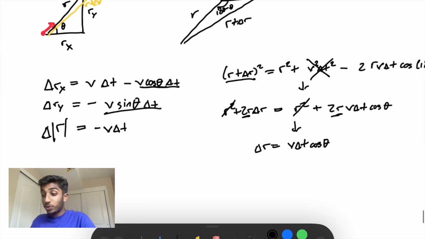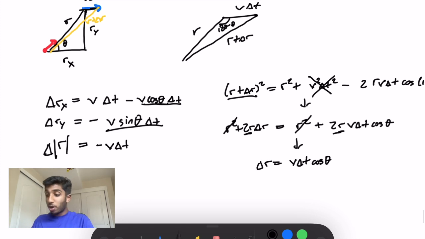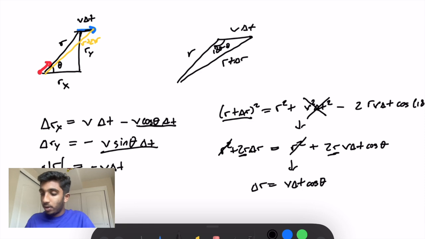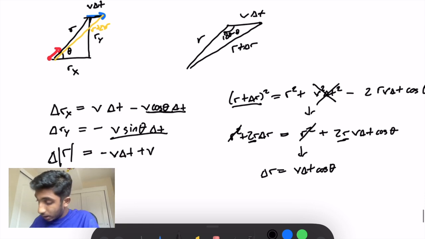So that's how much r changes by because of the robber. And this is positive, notice, because the robber is going away from the cop. So now we can add v delta t cosine theta.